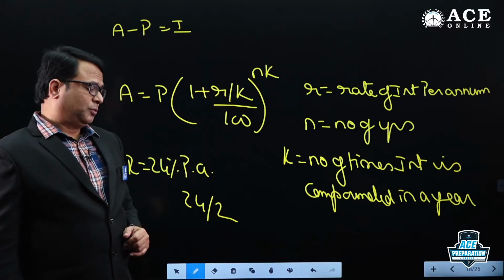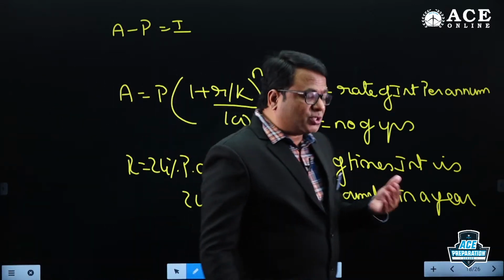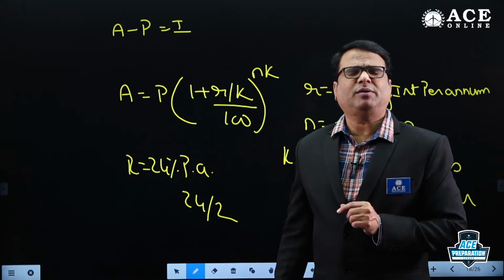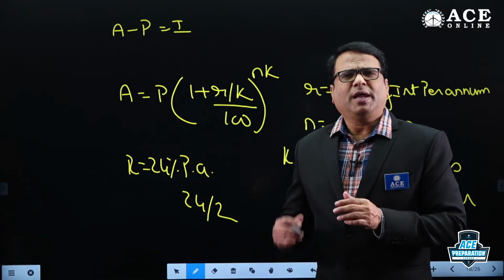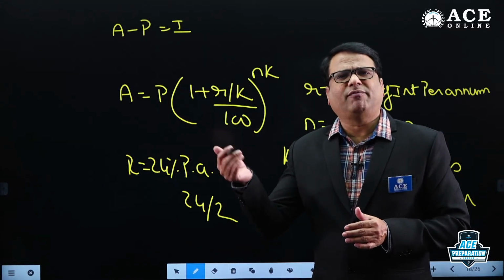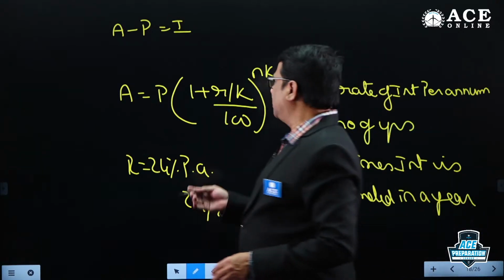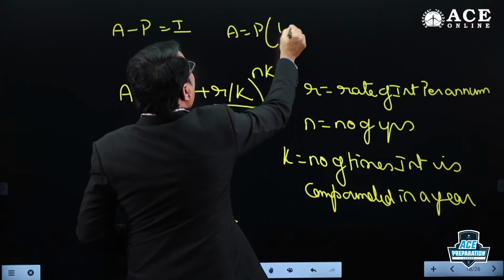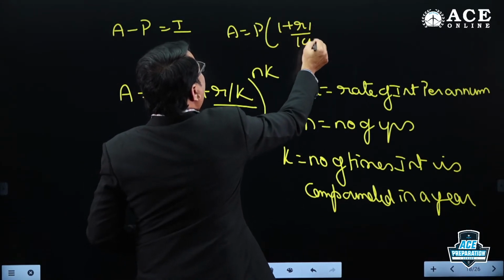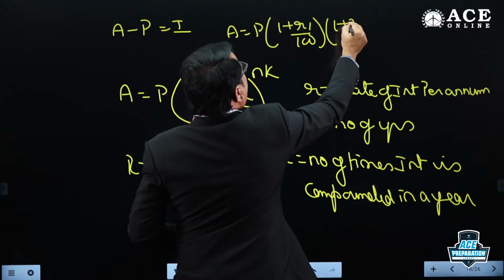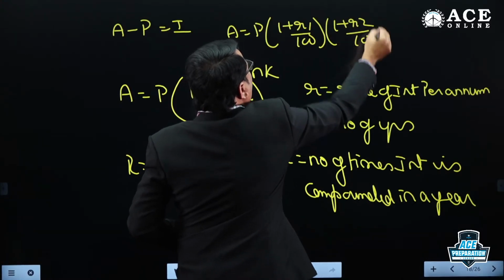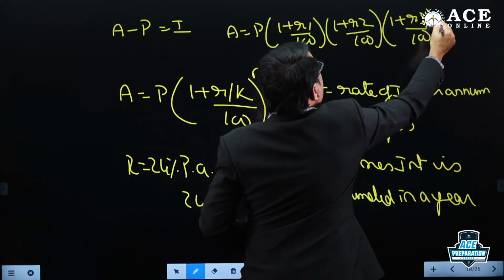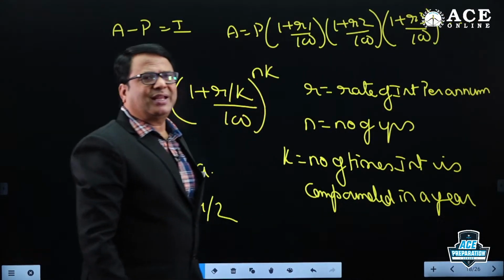Suppose the rate of interest is different every year: first year 10%, second year 15%, third year 20%. If the rate of interest is changing every year, then how do you write the formula? Amount equals P into 1 plus R1 by 100, into 1 plus R2 by 100, into 1 plus R3 by 100, and so on. We write the formula like this.